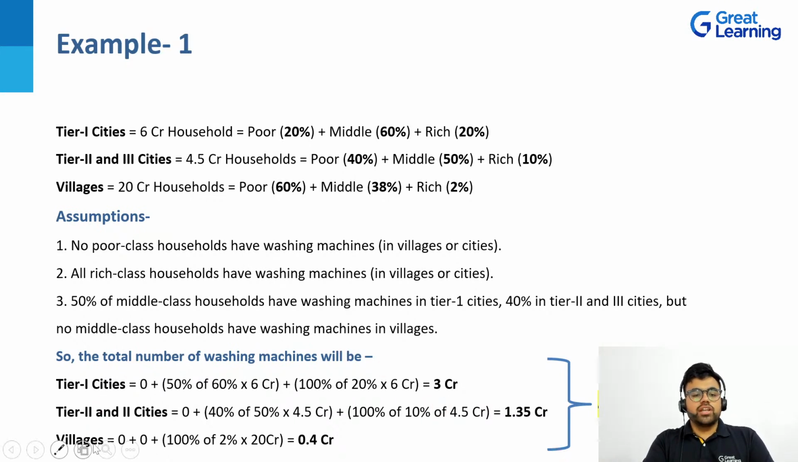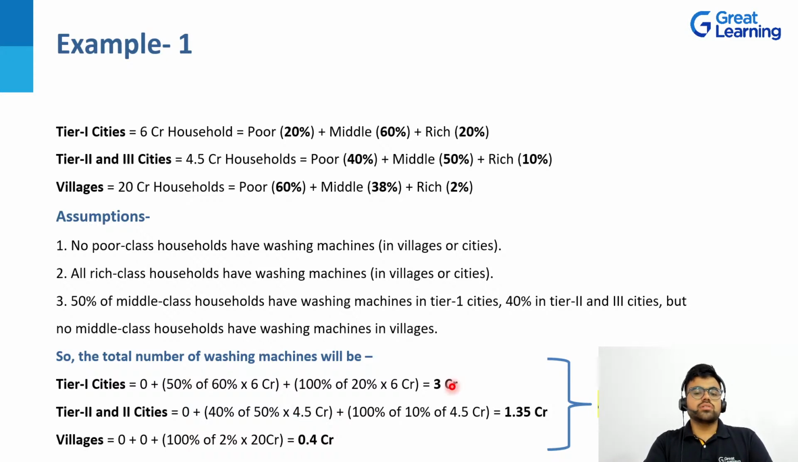And at the end come villages. We assume that none of the poor people in the villages have washing machines. None of the middle class people in the villages have washing machines. So we are left with rich that are 2%. So 2% of 20 crore will give us the exact number of how many households, that is around 40 lakhs. And out of 40 lakhs, all people would have washing machines.